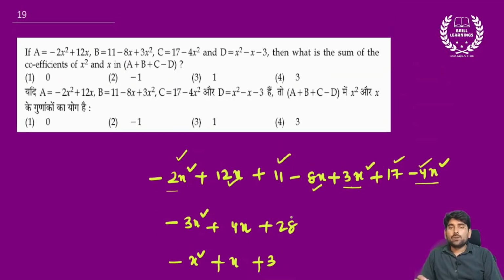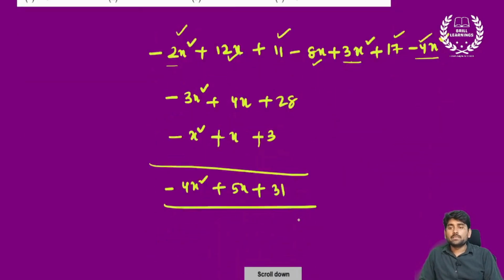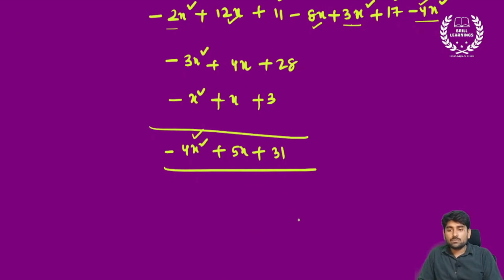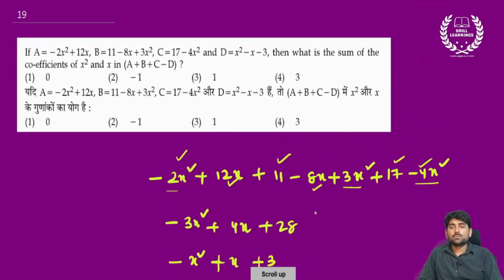Now what is the sum of the coefficients of x square and x? What is the coefficient of x square? Minus 4, and coefficient of x means 5. Sum gives me 1 here. So third one is the right answer. Let's move on to the next.